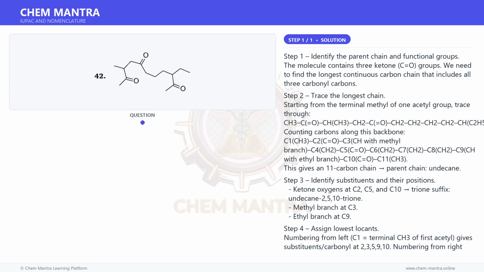Step 1. Identify the parent chain and functional groups. The molecule contains 3 ketone C=O groups. We need to find the longest continuous carbon chain that includes all 3 carbonyl carbons.